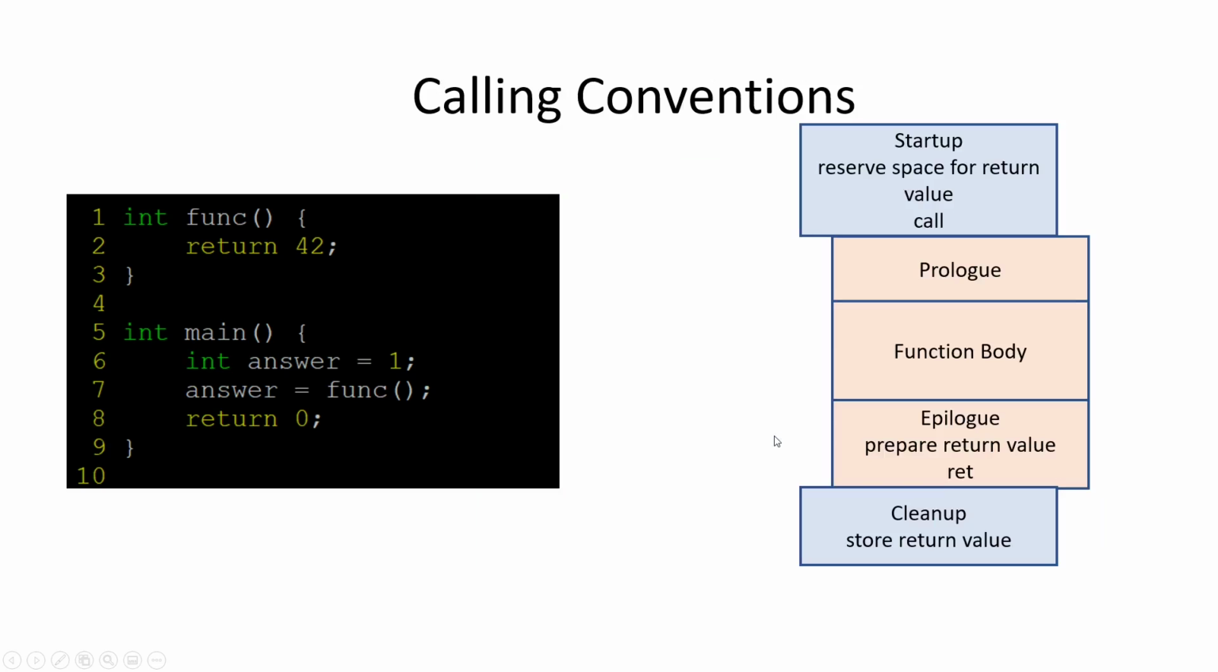All right. So the things that we've added now are in the startup sequence. This is before the function is called. The caller, main, is going to need to reserve space for the return value on the stack, and then it's going to call. And then in the epilogue, after the function has done all its work, it needs to put the return value in the right spot, and then we can call return. And finally, during the cleanup phase, the caller is now responsible for taking that value off the stack and putting it wherever it really needs to go.